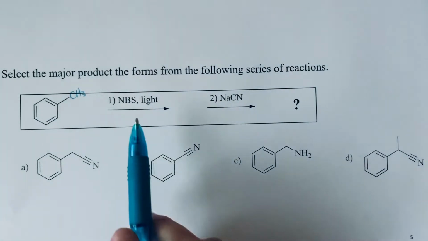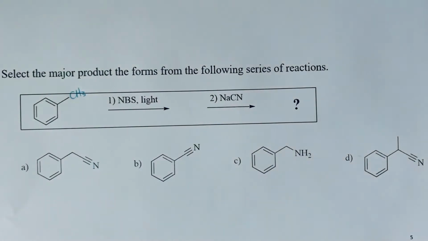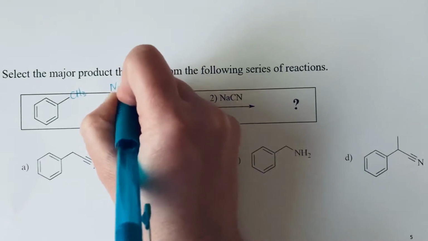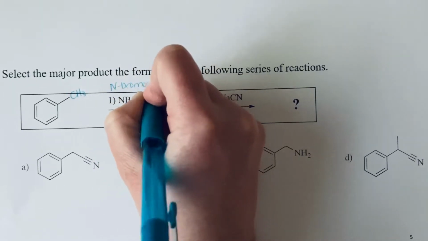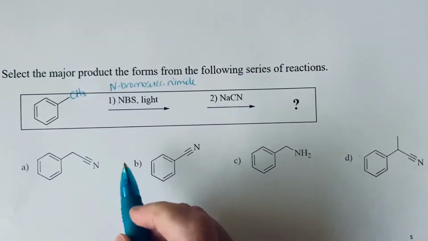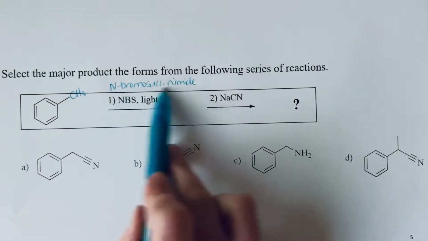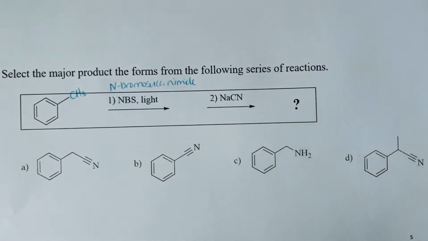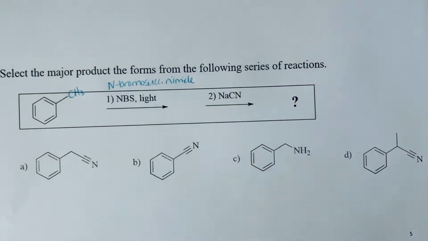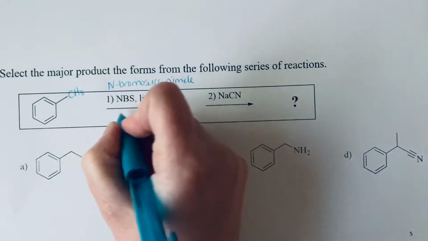So if we look at the first step, we're reacting this with NBS and light. So we need to remember what NBS is. This is the acronym that stands for N-bromosuccinimide. And what we want to recognize is that this is a molecule that has a nitrogen-bromine bond that's fairly weak. And light is a way to cleave that bond homolytically to give us a small amount of bromine radical. So these are the conditions for either allylic or benzylic halogenation.